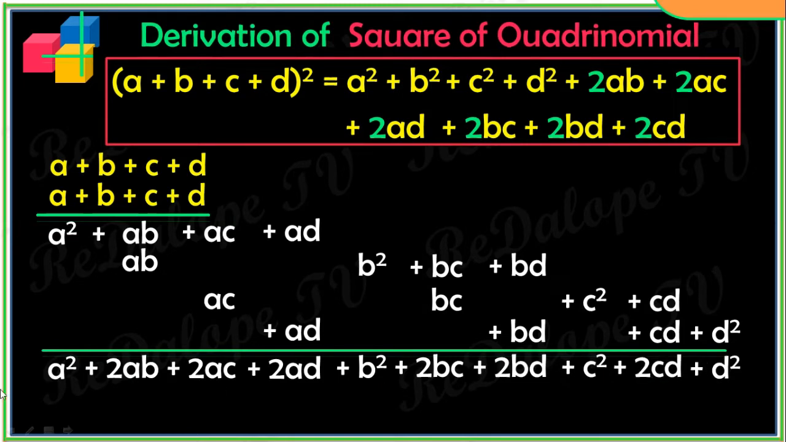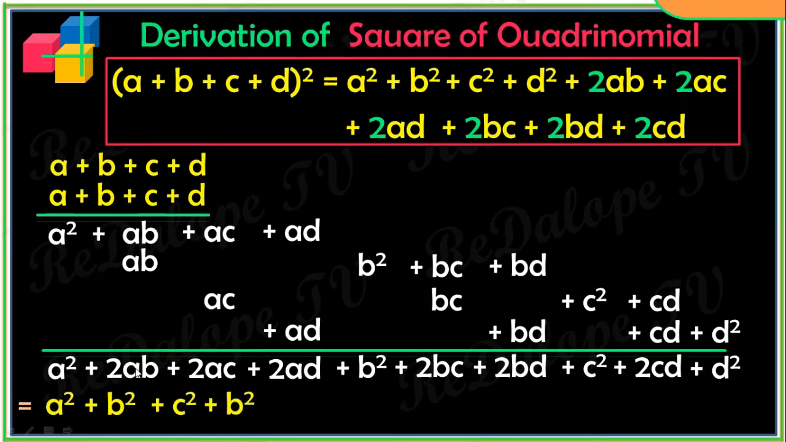Now we can rearrange the terms in order. The first four terms should be the perfect squares, so we have a square, and we have positive b square, and we have c square, and we have the fourth term, which is d square.